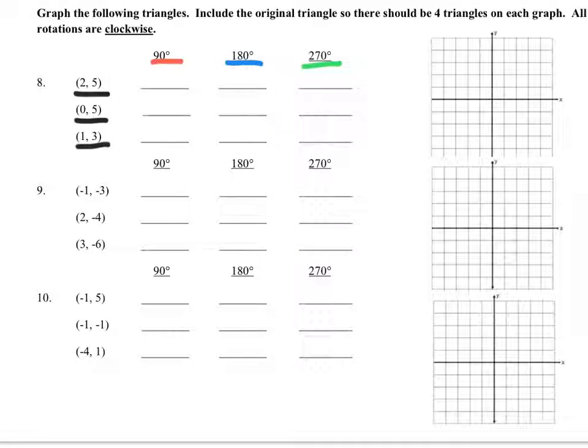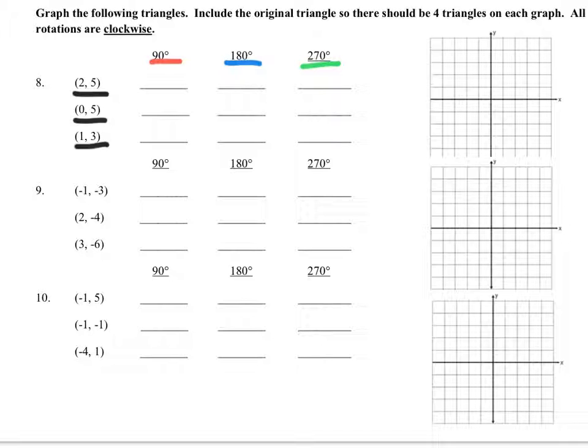So the first thing the instructions say is graph the following triangles. We'll have to graph the original and then the 3 rotations as well. There'll be 4 triangles on the graph. The original are the 3 points underlined in black. So 2, 5 is right here, 0, 5 is right here, and 1, 3 is right here. There's our original triangle. Now, we want to rotate that triangle 90 degrees, 180 degrees, and 270 degrees.